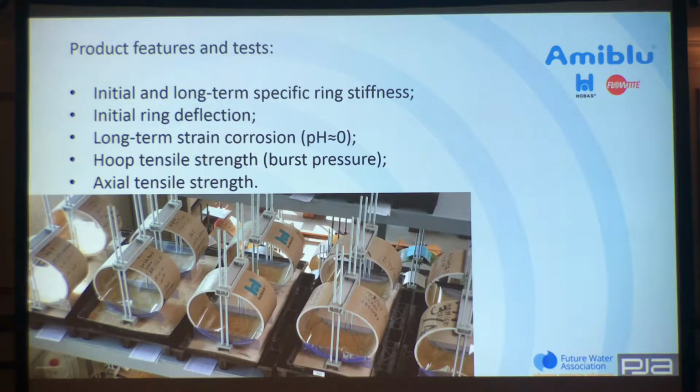Hoop tensile stress test for pressure pipes. We go to burst pressure. For example, a PN10 pipe has a burst pressure of approximately 45 bars.